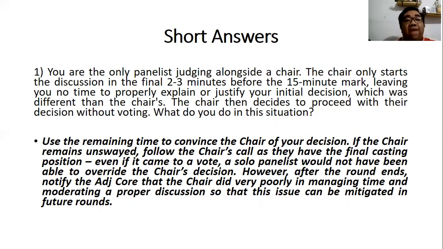However, after the round ends, you as a judge should notify the adjudication core that the chair did very poorly in managing time and moderating a proper discussion.